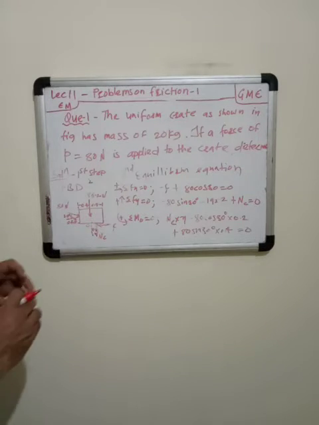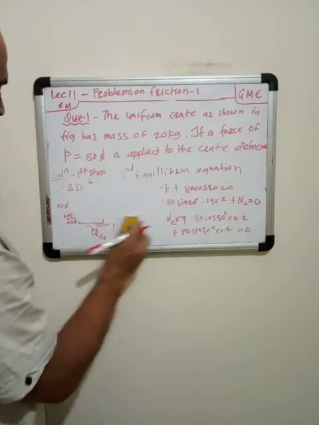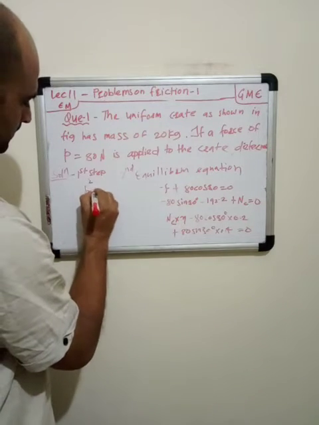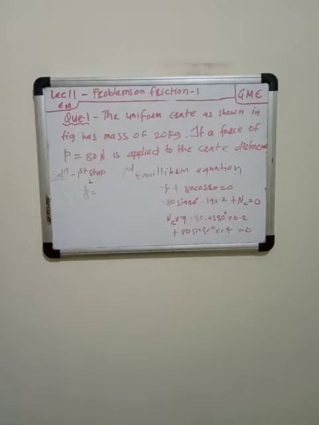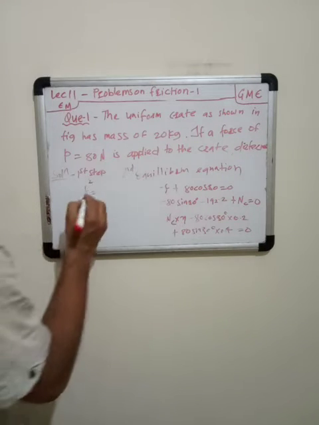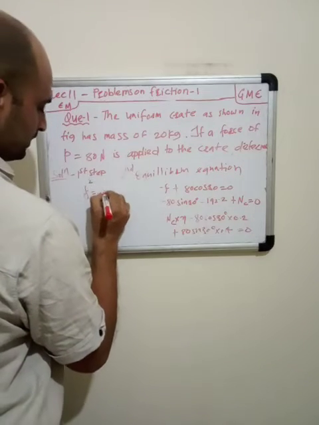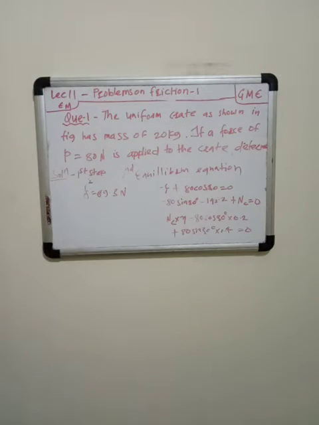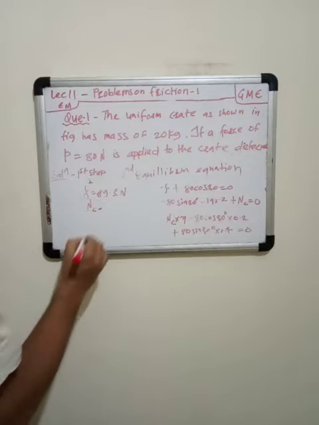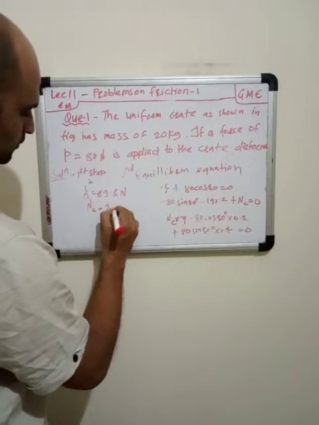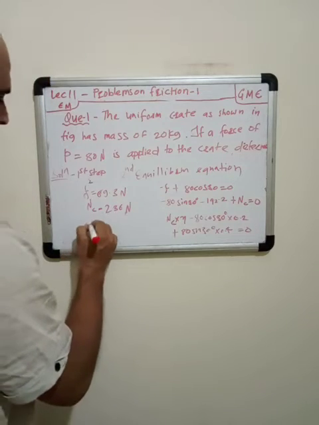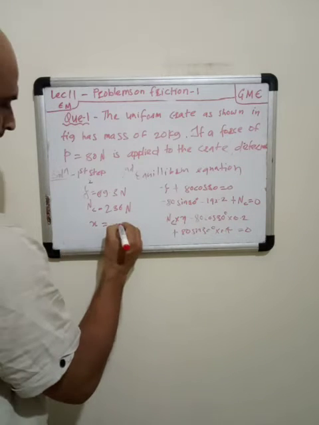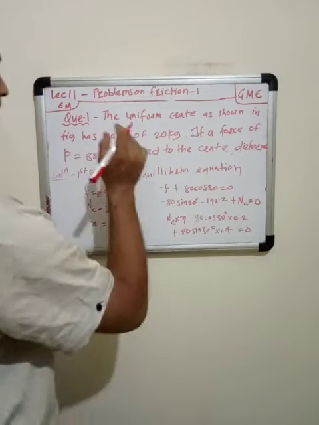The answers with me are, I will draw this. The friction force is coming 69.3 newton, okay? You please cross check this answer. 63.9 newton, okay? And the normal reaction at that point is 236 newton. And the distance of the normal from the center of that crate is coming minus 9.808 millimeter.